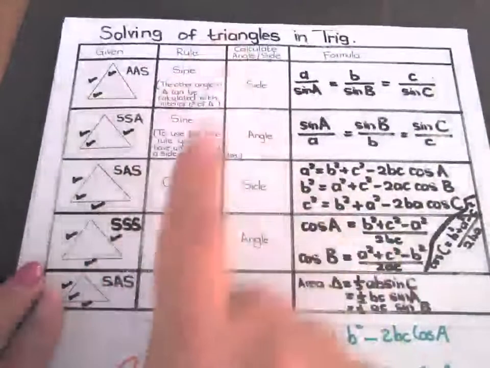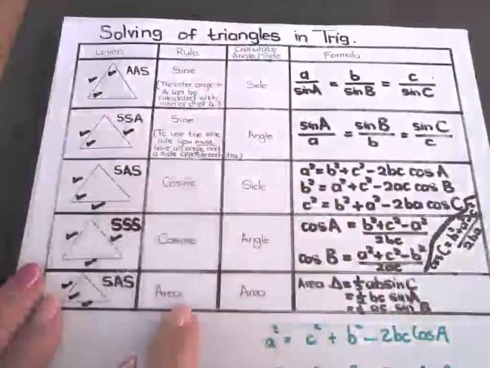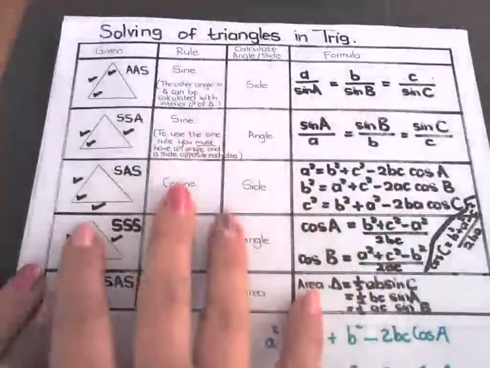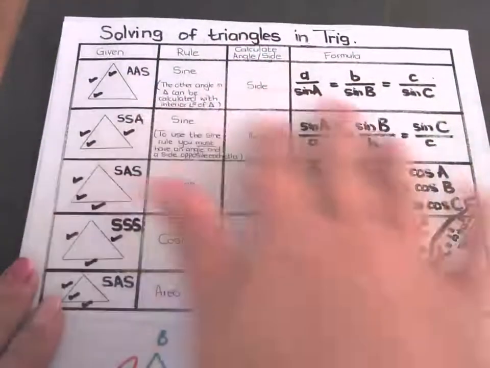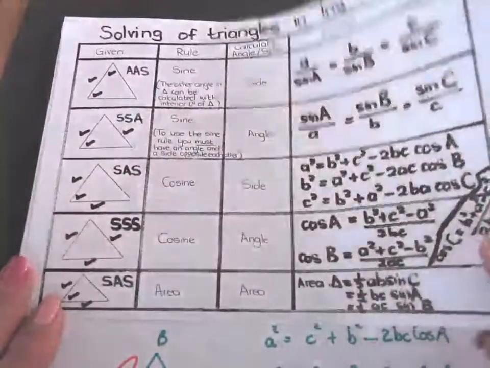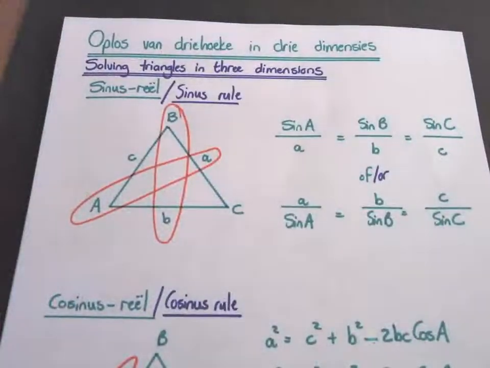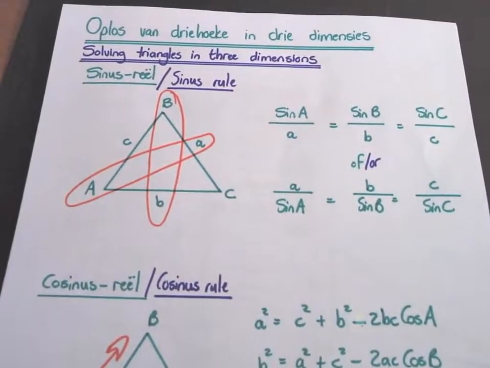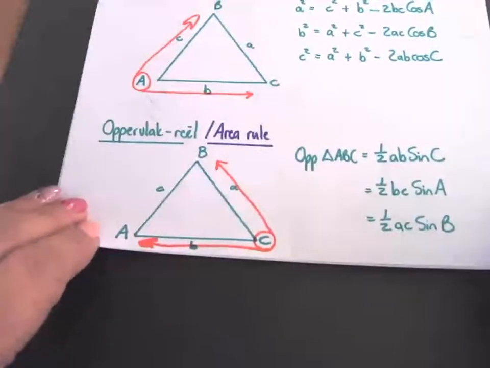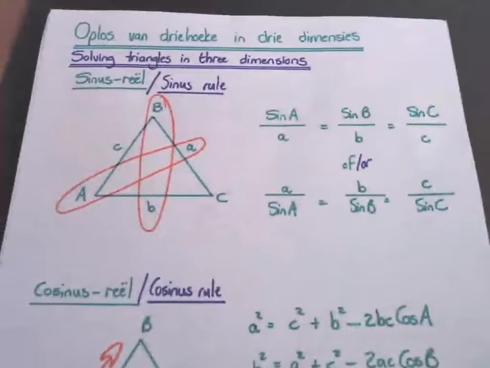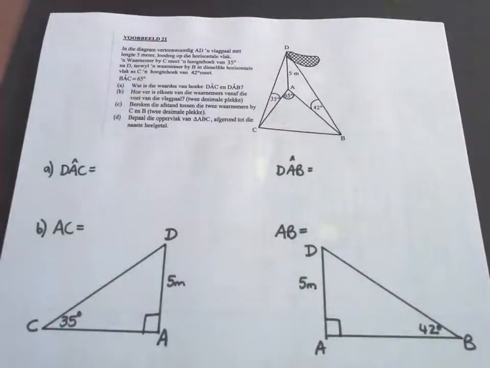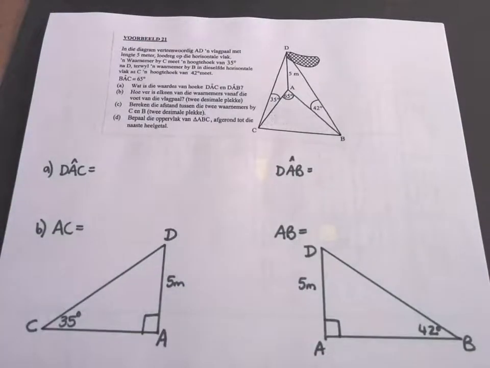Today's lesson, we're going to use the sine rule, the cosine rule, and the area rule. It's summarized on this paper. It's also summarized on this one. I will put this on Telegram. So let's start with our first example.